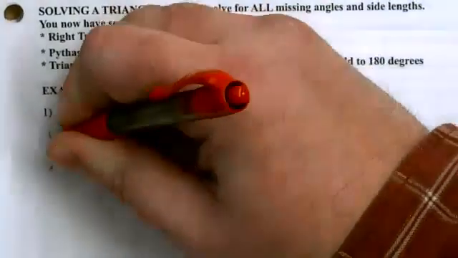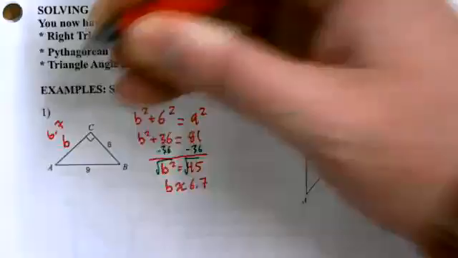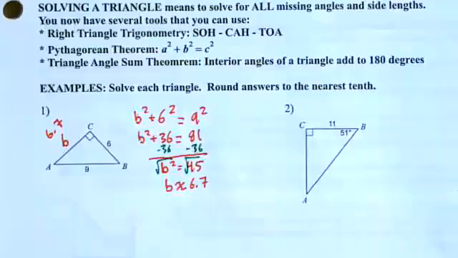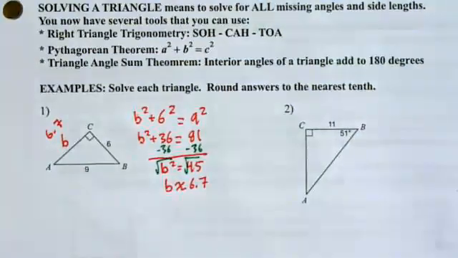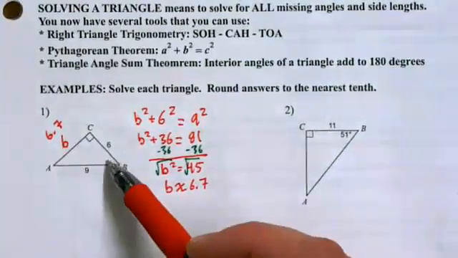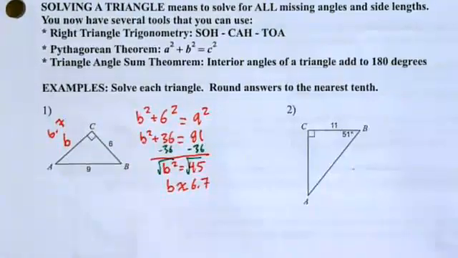So cool, we've got one of our missing sides. Now we have all 3 of the sides. That's good. We just need 2 more angles in this triangle. Let's finish this one up before we start on the second triangle.